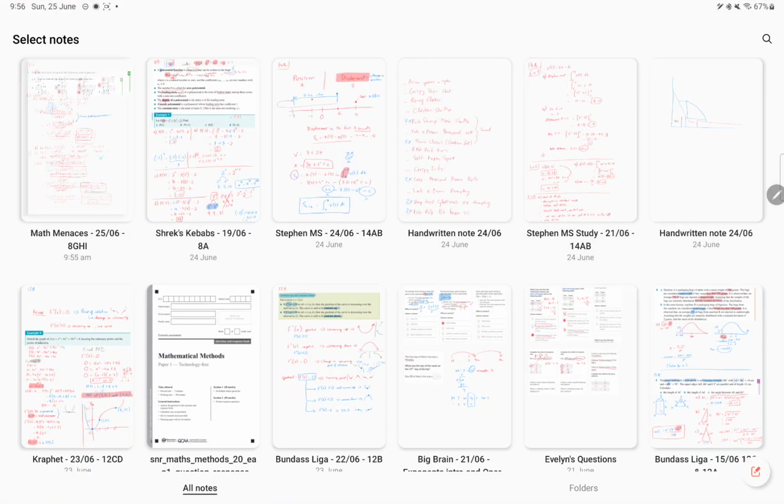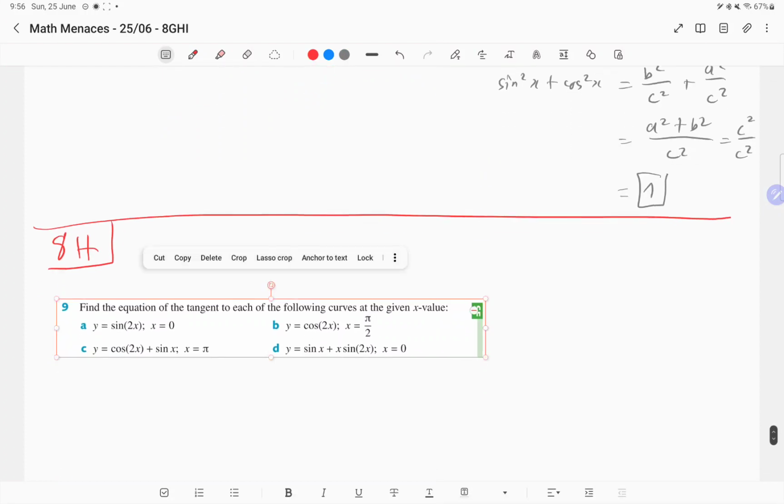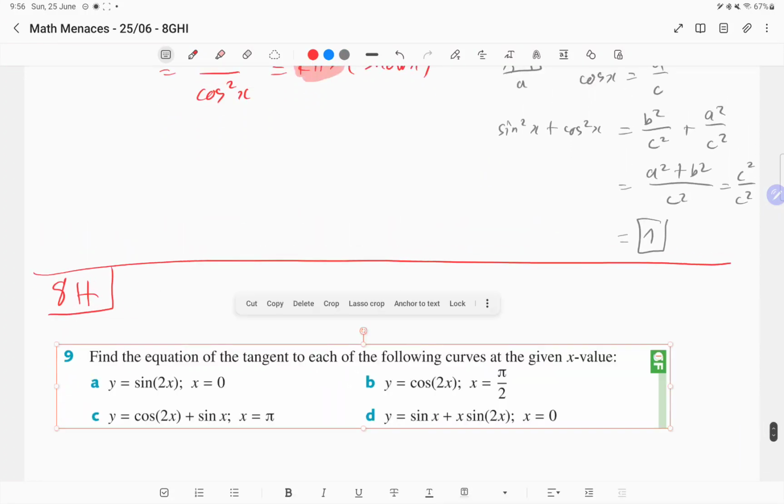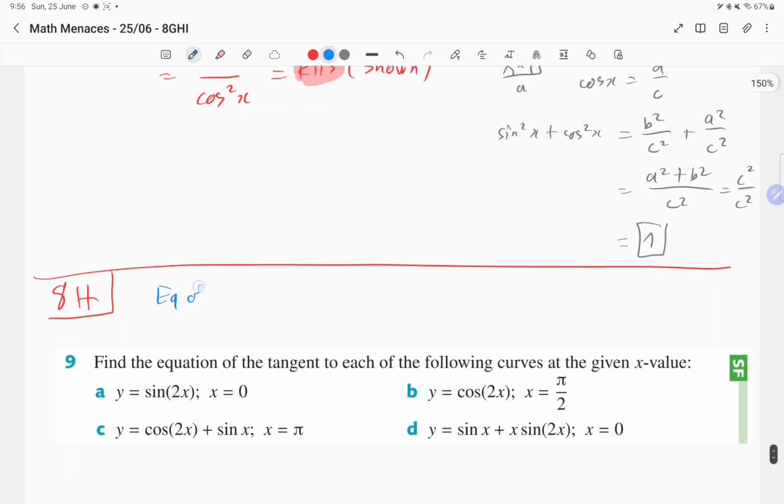Charlie? Y minus y1 equals m times x minus x1. Yes, that is correct. Okay, so the equation of the tangent line is y minus y1 equals m, which is the gradient, times x minus x1. Sarah, what's x1 and y1? Given point. The given point, correct.